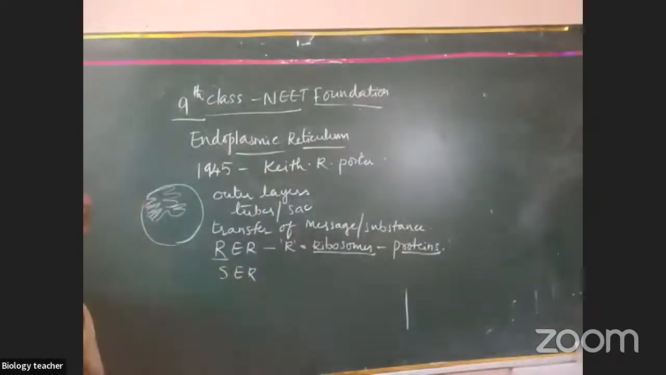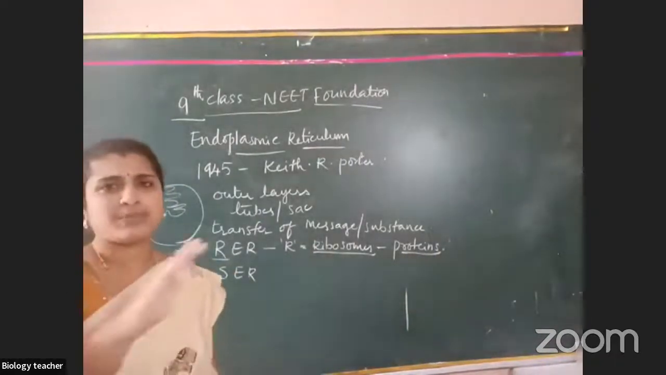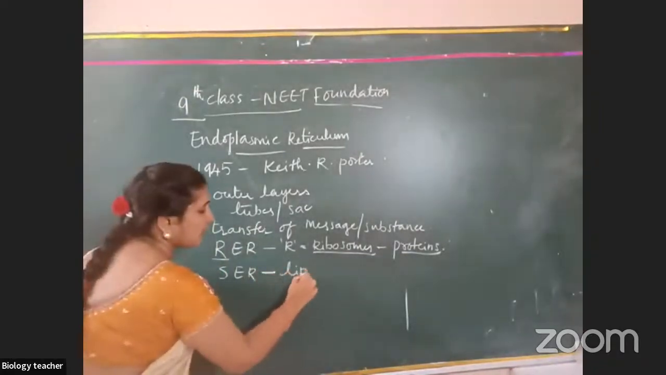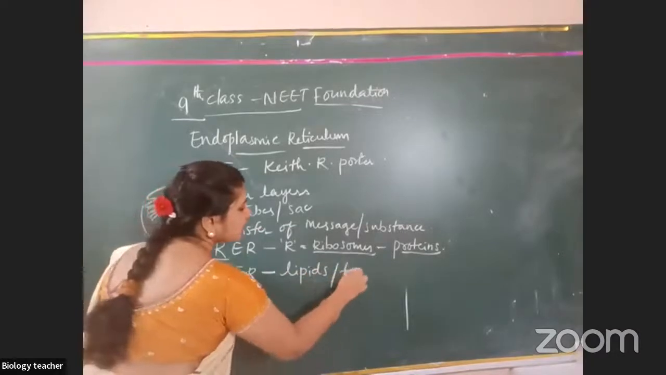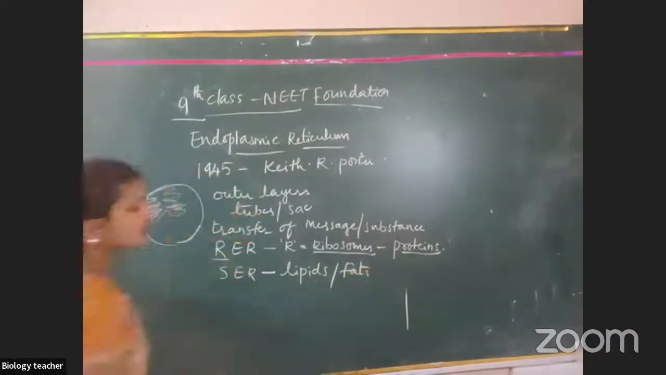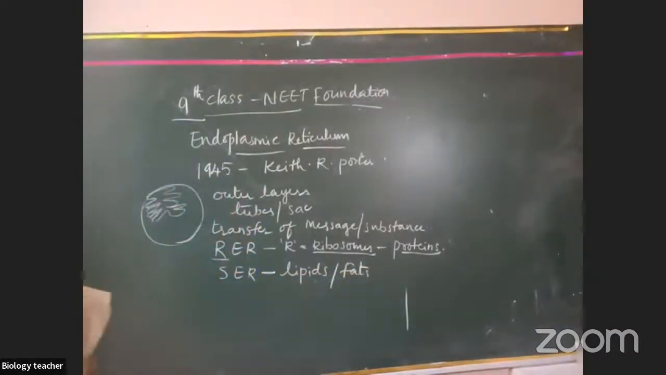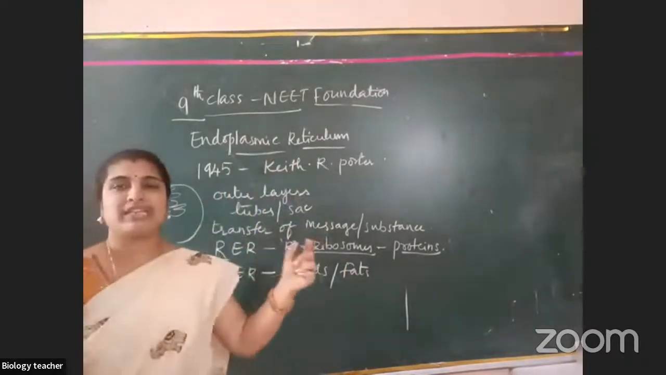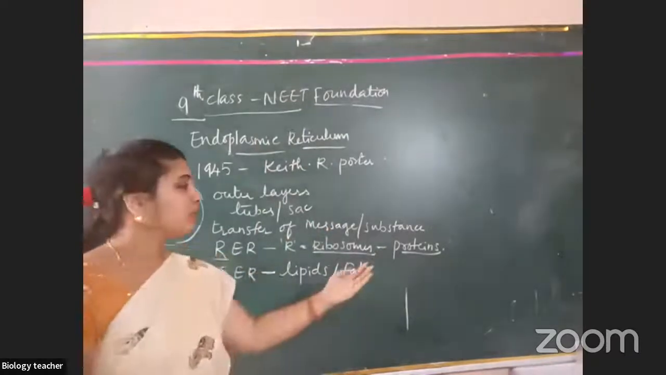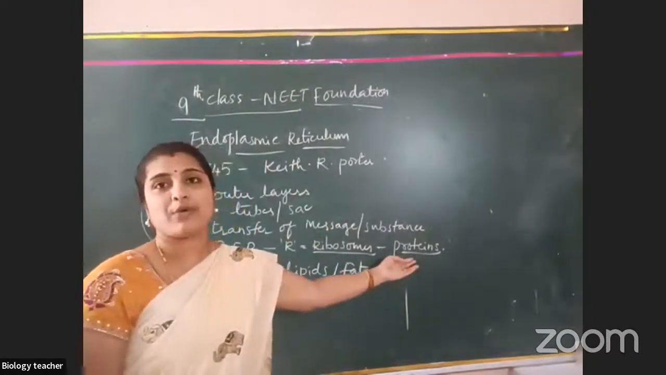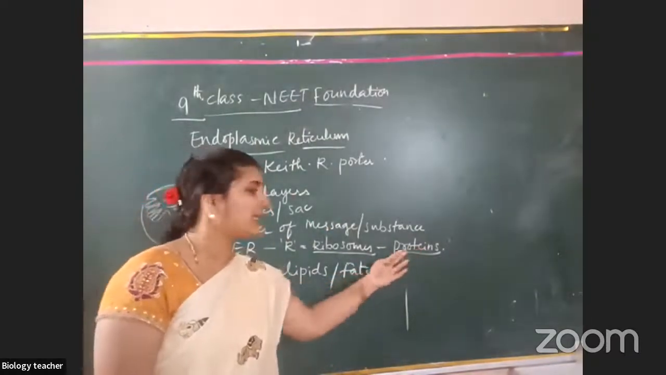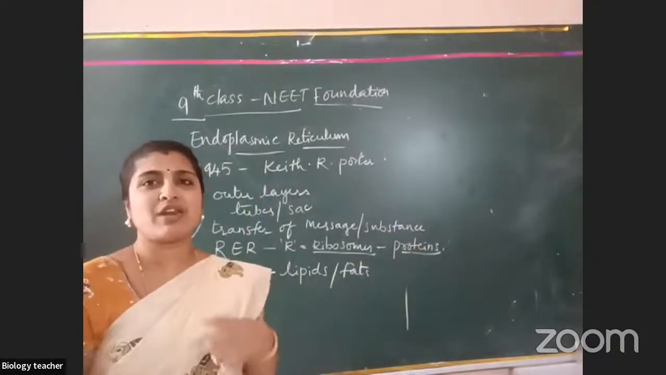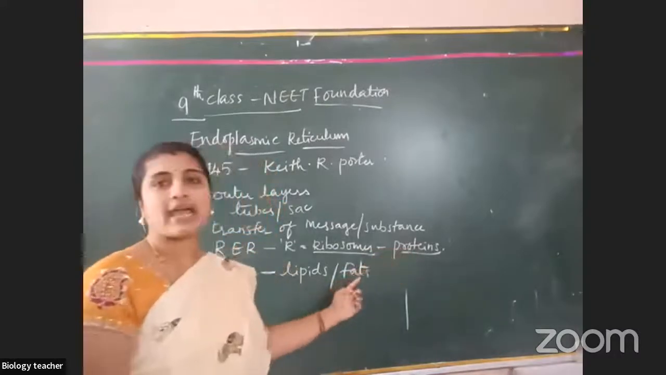And smooth endoplasmic reticulum means no ribosomes. Nothing is present, totally smooth. They prepare lipids as well as fats. This means the endoplasmic reticulum itself is involved in the production of proteins and fats.